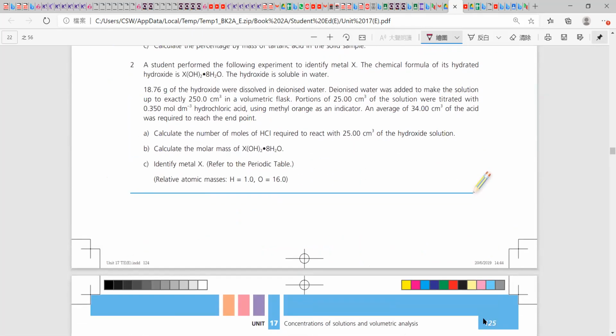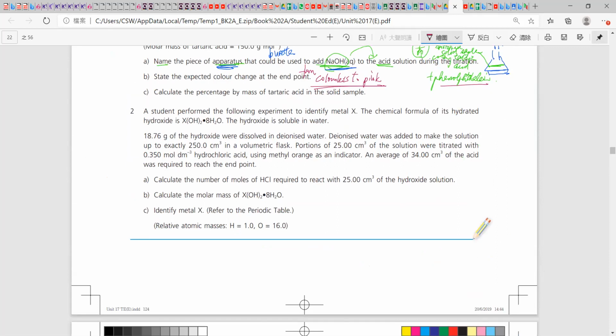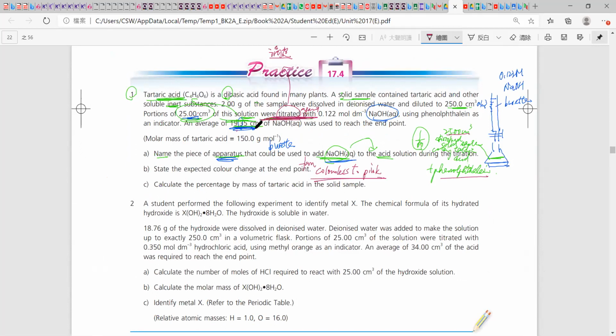How about number 3, part C? Calculate the percentage by mass of tartaric acid in the solid sample. Percentage by mass means that in that solid sample, not everything is tartaric acid, right? As said before, there are some other inert substances inside. So you are going to find out how many grams are there in 2 grams of the sample and use this data to calculate the percentage. So the answer must be smaller than 2.0 gram. Can you get my point? So you come up with that data.